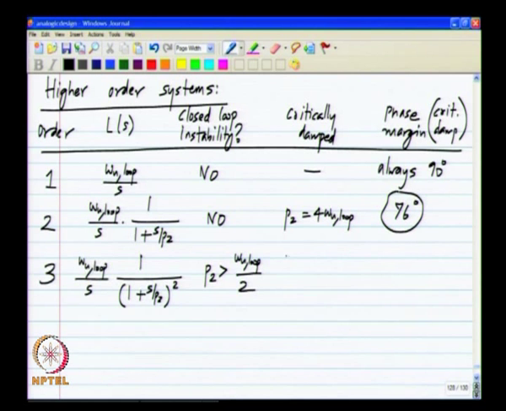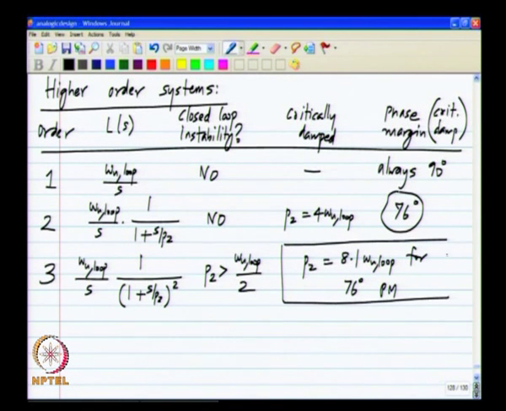And if you compute it for that, we get p 2 to be 8.1 times omega u loop for 76 degrees phase margin. So, now these two columns are not separate, in that we are not exactly calculating the time domain response without overshoot, but we are looking at a particular phase margin 76 degrees and saying that p 2 is 8.1 times omega u loop. So, there are a couple of things to notice here.